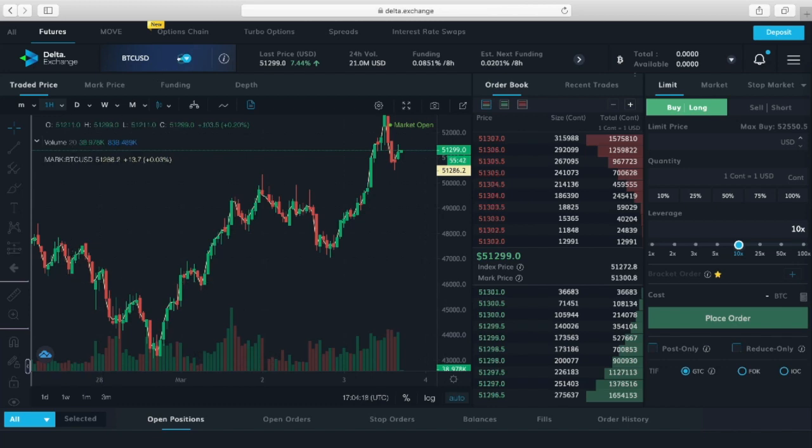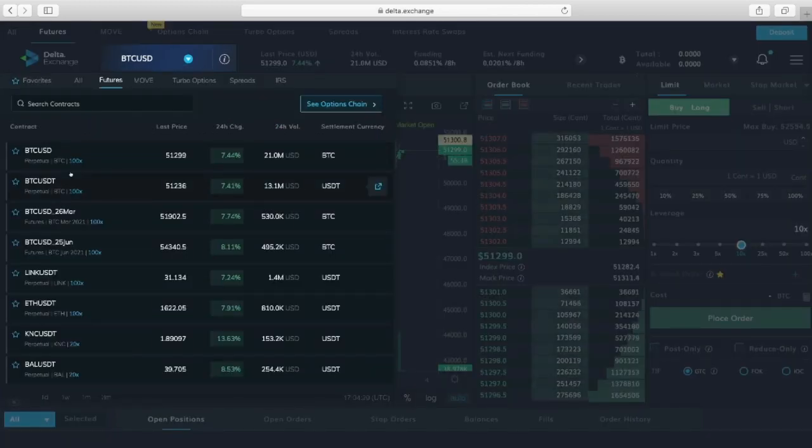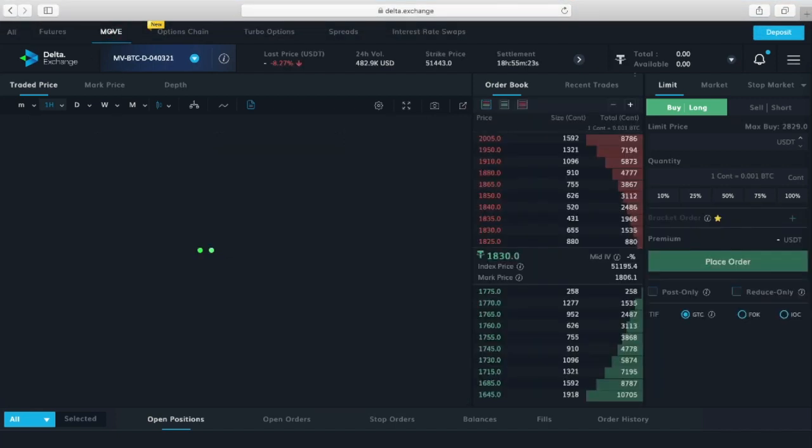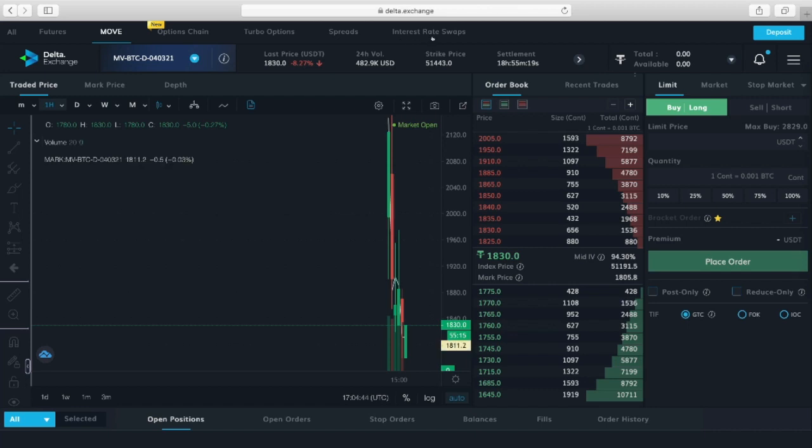So click here and choose the token you want to trade. We have BTC USD 26 March. We have a lot of things here: ETH, Ethereum, KNC. You have a lot of coins you can trade on this exchange, Delta Exchange. This is about futures. We have a move, we can trade on move. Also, we have option chain, turbo option, spread, and interest rate swap.